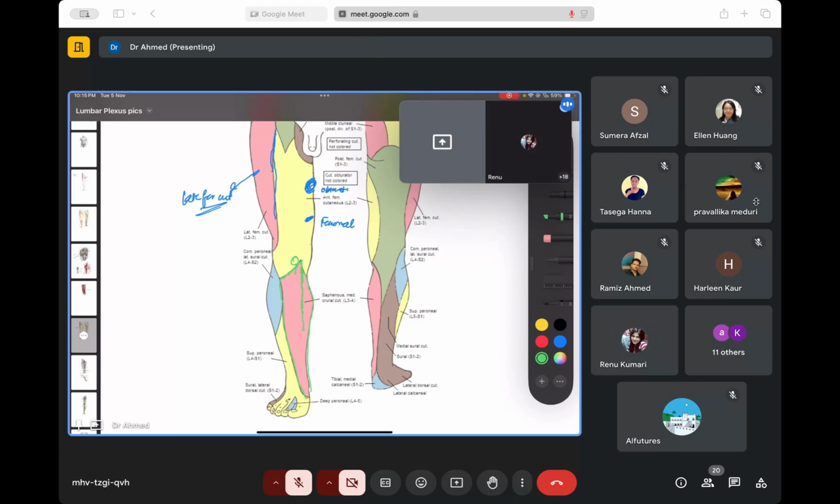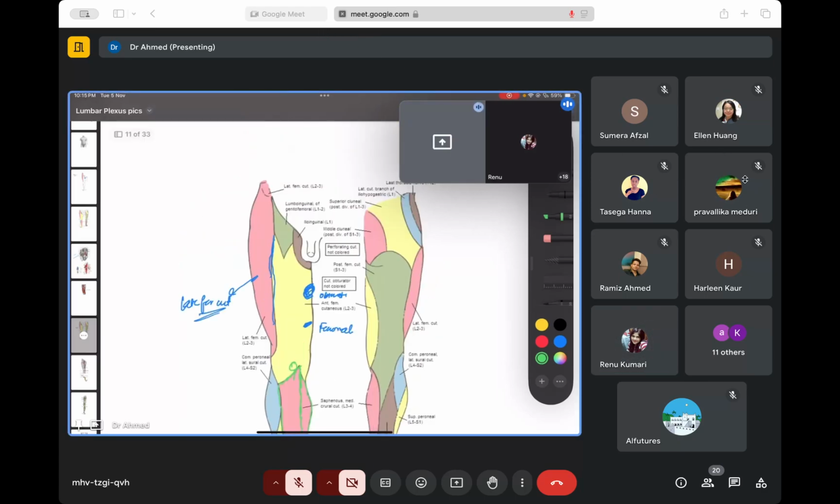Another thing, we have a term known as femoral nerve block. Let's suppose you are undergoing certain surgical procedures in the thigh. In order to give anesthesia, we block this femoral nerve because it supplies most of the anterior bulk of your thigh.